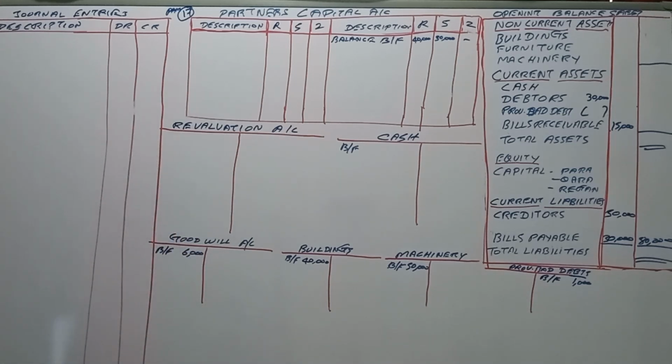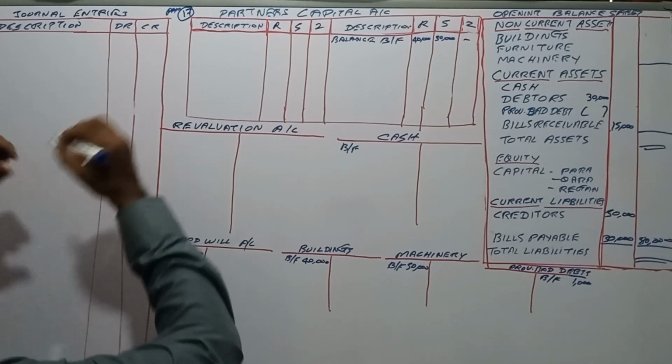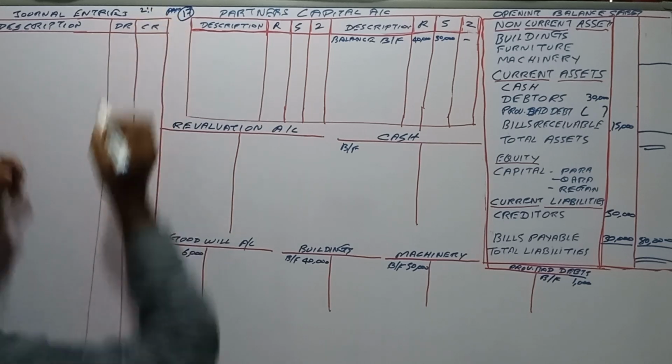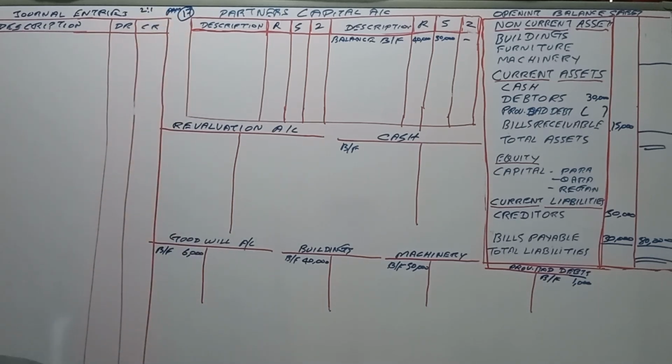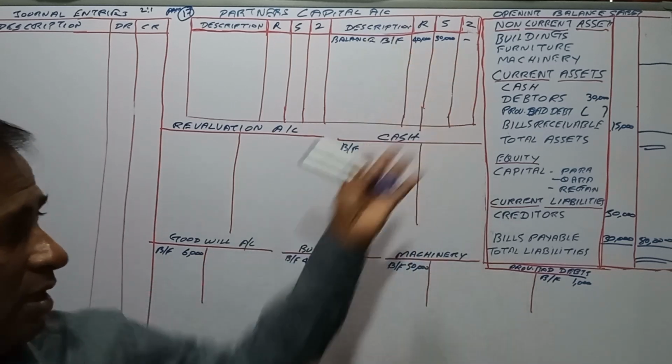Ram and Siva are partners sharing profits and losses in the ratio of 2:1, right? Their balance sheet total of 30,000 is given below. Buildings 40,000, goodwill 6,000, machinery 50,000, cash 10,000, debtors 30,000, provision for bad debts 1,000, bills receivable 15,000, and capital Ram 40 and Siva 30, creditors 50 and bills payable 30. Everything is taken down here, right?